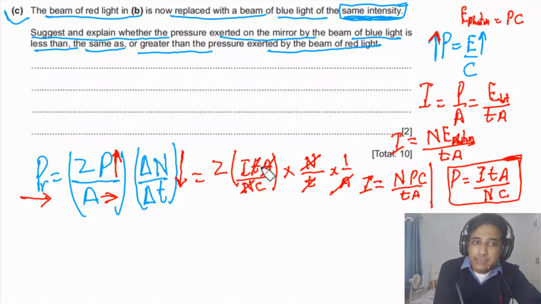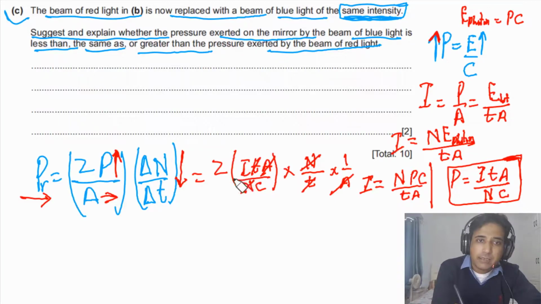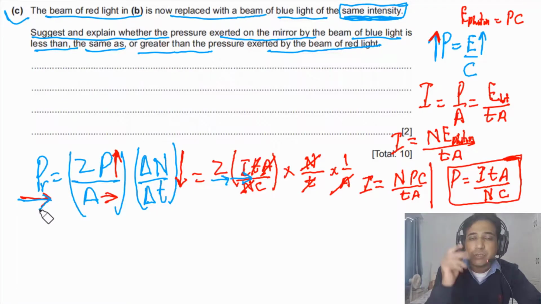So if intensity is the same, it means pressure is the same. I hope this makes better sense. So we can simply say, as in this case, intensity is the same, and this is just a constant number, so it means pressure is also the same. So this is how you can answer this question. I hope this makes sense.